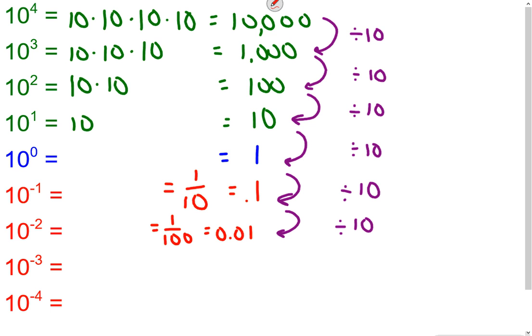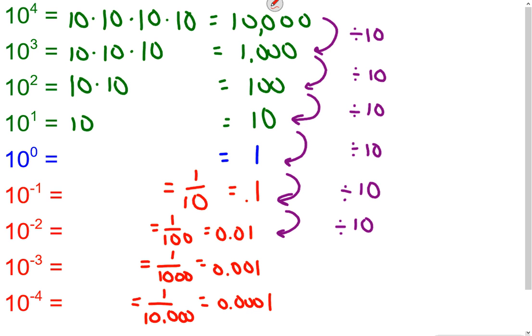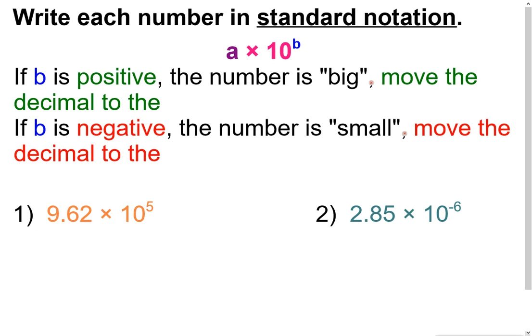And we continue that process. If we divide by 10 again, now we're going to have 1 over 1,000, which is 0.001 as a decimal. And finally, we have 1 over 10,000, which is 0.0001 as a decimal. Now, the reason I did that is that it's going to help us when we get into writing scientific notation, which we're at right here.